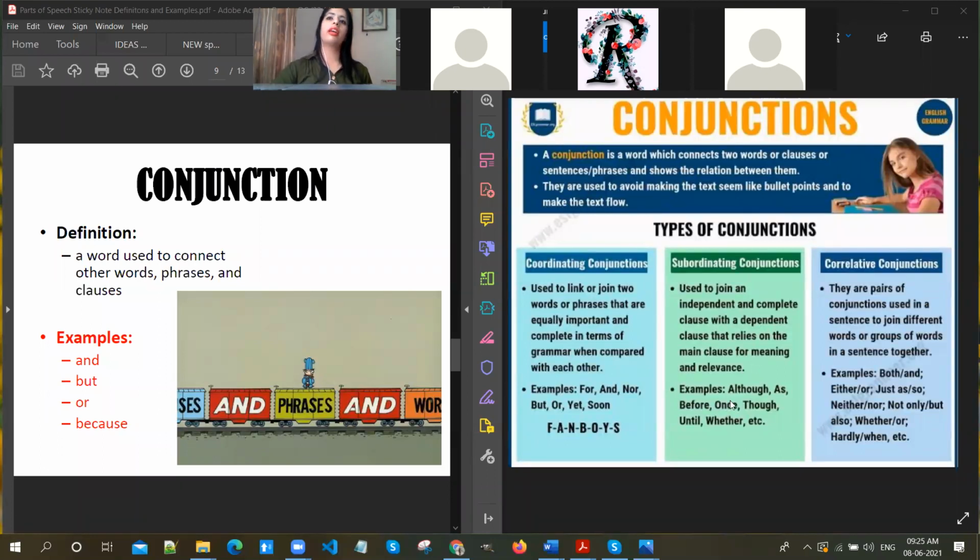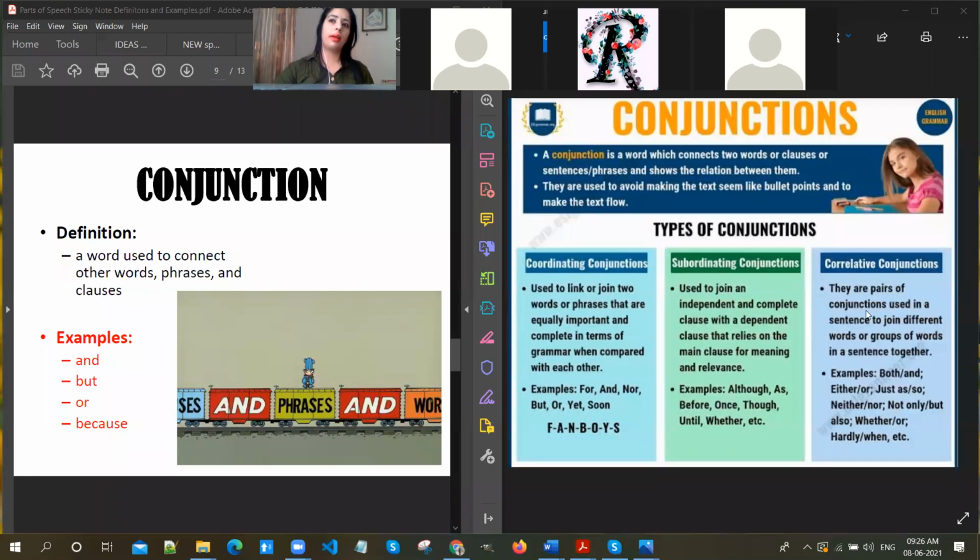What are their examples? When you make sentences, although, yet, right? Although, as, before, once, though, until, whether. So these all are the subordinating conjunctions, right? When you make these sentences, I will give you examples of compound sentences and complex sentences too, right? So try to make different types of sentences so that your writing becomes more impressive. Next is correlative conjunctions.